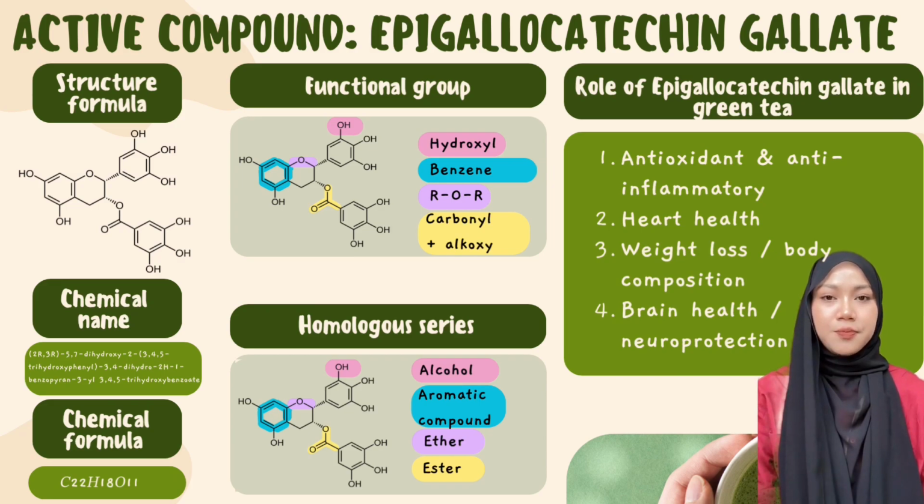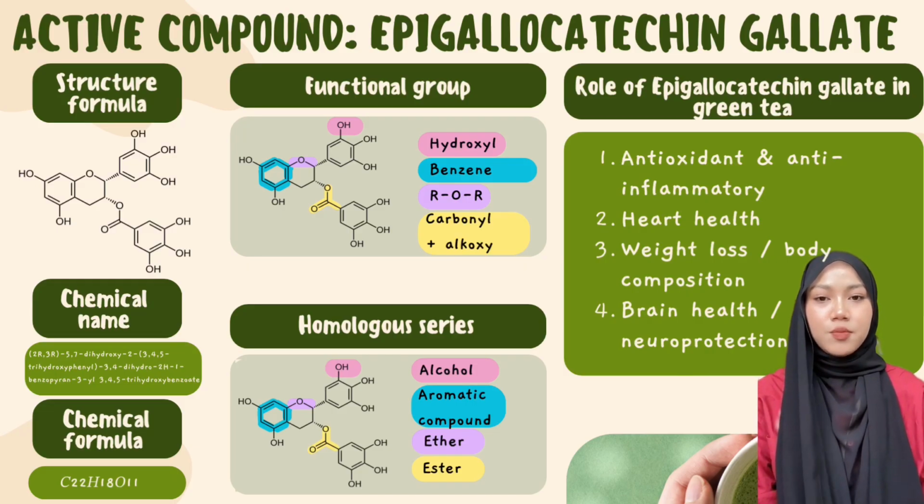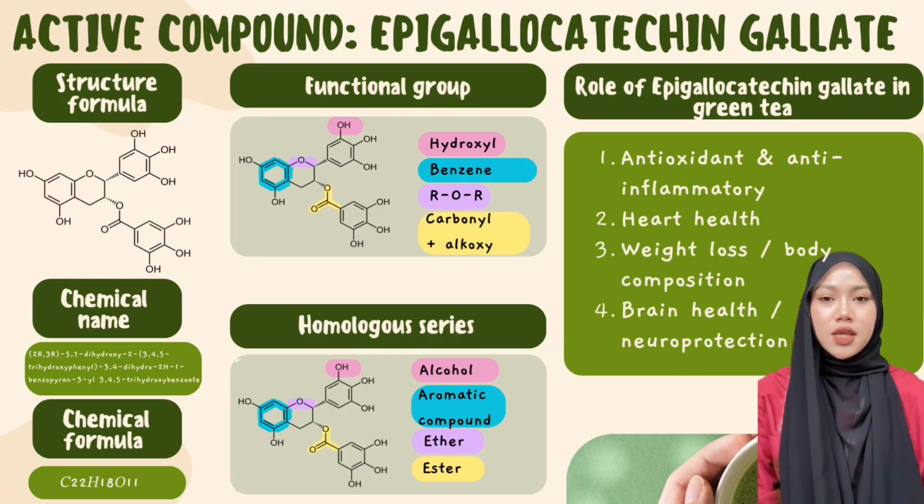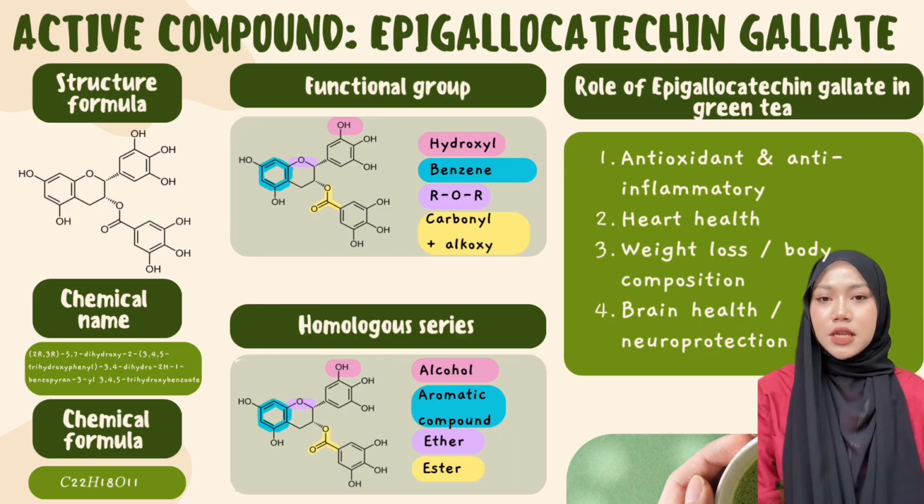For the highlights, color pink is alcohol due to the hydroxyl group. Then color blue is aromatic compound because of the benzene rings. Next is ether in color purple for the R-O-R linkage. Lastly, highlighted in color yellow is ester for the gallate ester. This classification helps chemists predict reactivity, solubility, and transformation pathways.